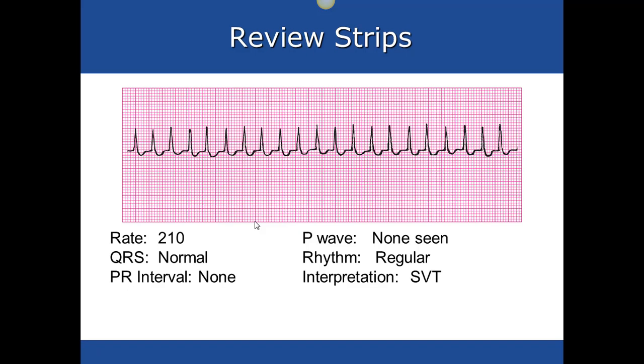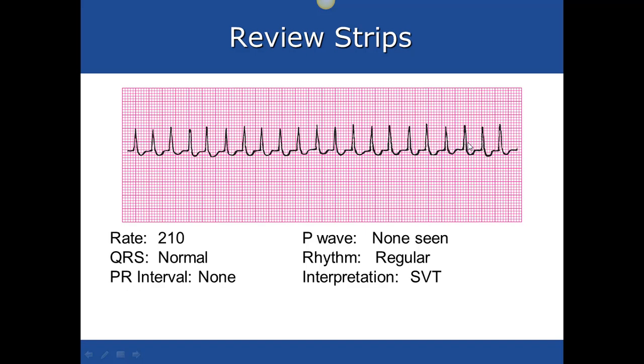So let's go through it. 6-second strip. If we count out all the QRSs there, we'll come up with a rate of about 210. Are there P waves? Nope. We don't see any. It's too rapid. They're probably buried within our QRS. The QRS itself, for the most part, is normal. This one looks a little different here, but that's one outlier. We're not going to worry about that.